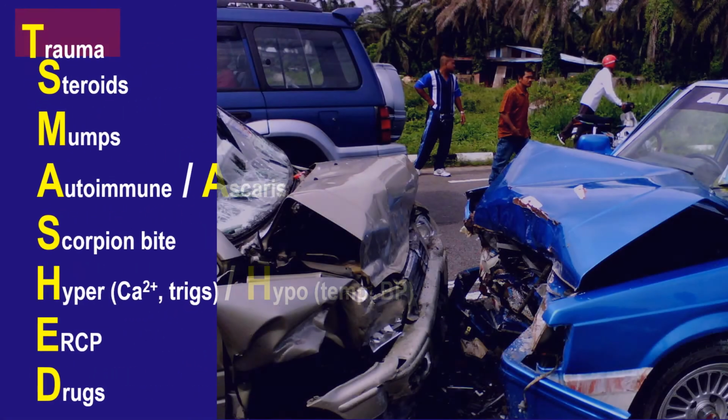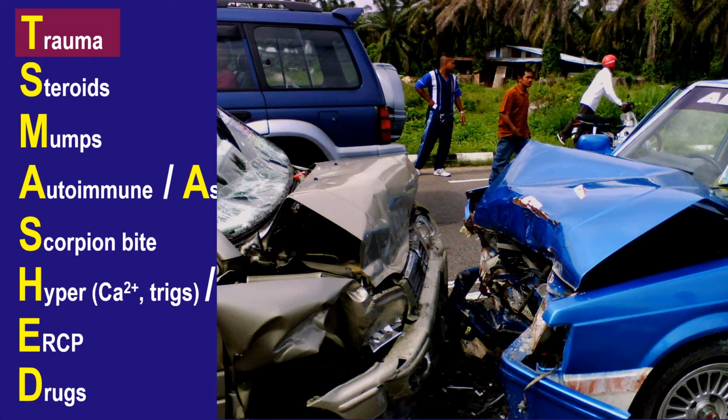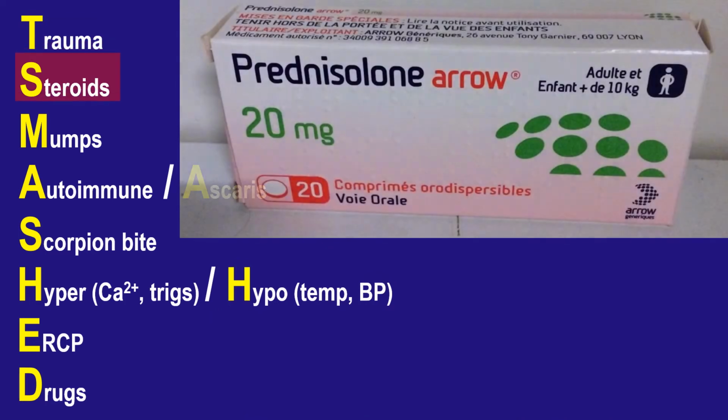T is for trauma, and you should consider traumatic pancreatitis with anyone who's at risk of having some form of abdominal trauma, including in motor vehicle accidents or direct strike to the abdomen, so don't forget to add on a lipase or amylase to the bloods of your trauma patient. S is for steroids, so check the medication history for this. Steroid-induced pancreatitis can occur even after short-term high-dose steroids and tends to occur within 2 weeks of initial exposure.